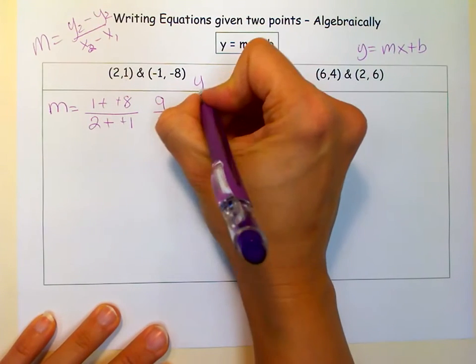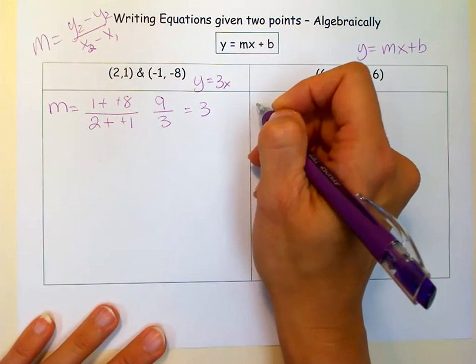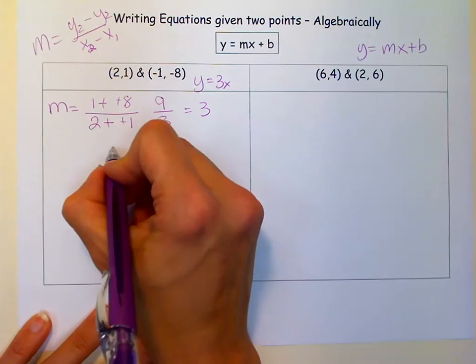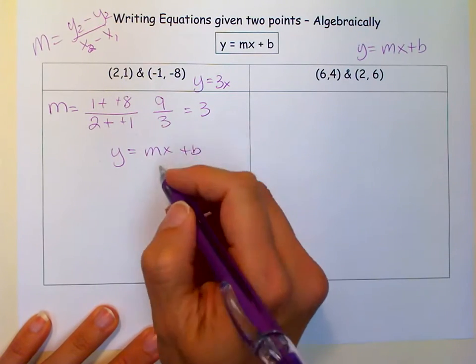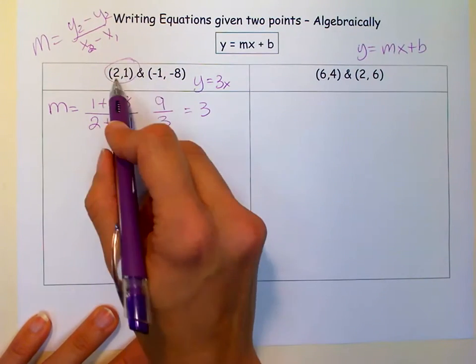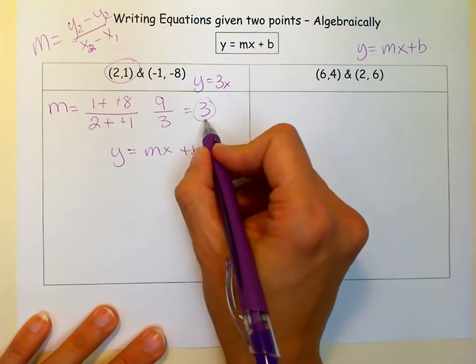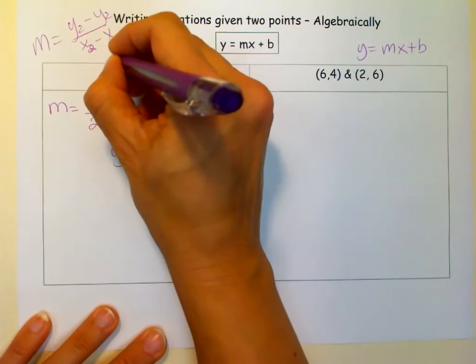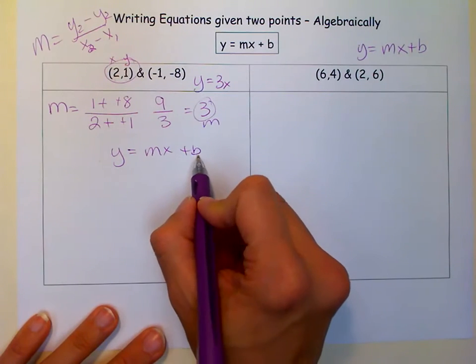So I know my equation is going to be y equals 3x plus or minus something, and I don't know what that something is yet. So here's what I do. I take that y equals mx plus b, and I pick one of these points. I'm going to pick that one because it doesn't have any negatives. And I use my slope of 3. So I've got an m, an x, and a y, and I'm going to substitute those into this equation to solve for b.